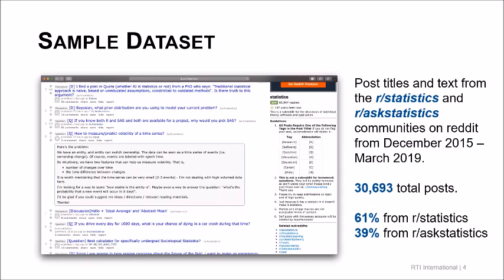So this ended up with 30,000 total posts. 60% were from the statistics community and 40% were from the Ask Statistics community. So we're going to do a giant text analysis and just see what people are talking about. Hopefully 30,000 is already too much for a word cloud, so we're definitely going to see the need to use some more advanced methodologies here.